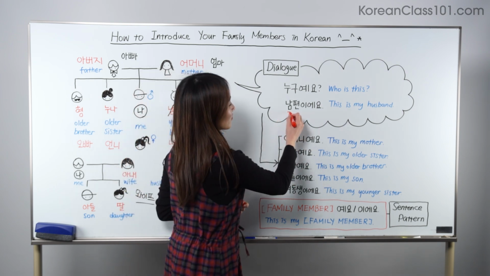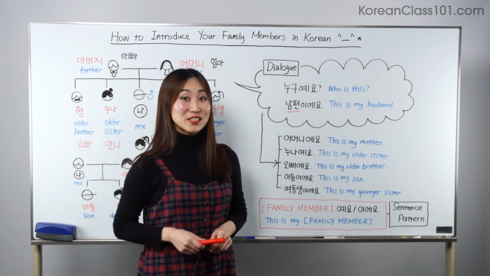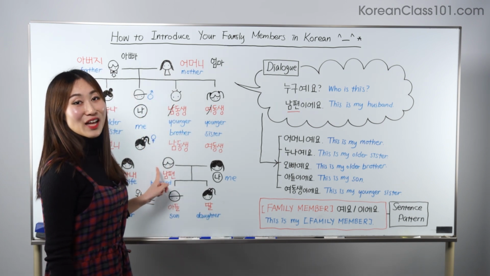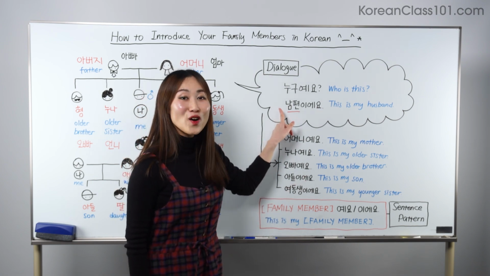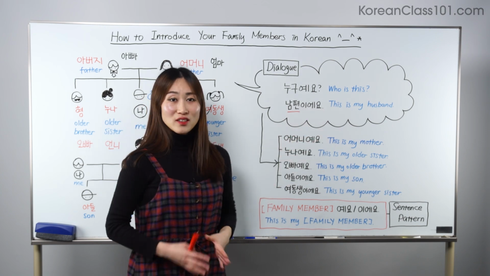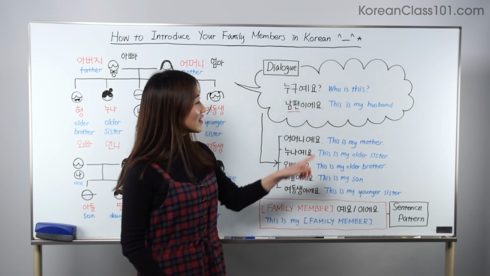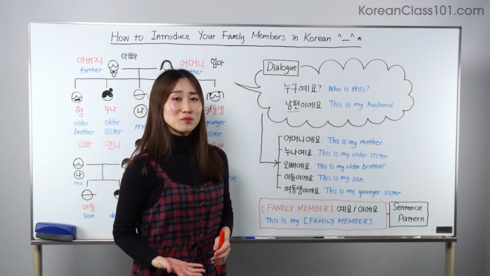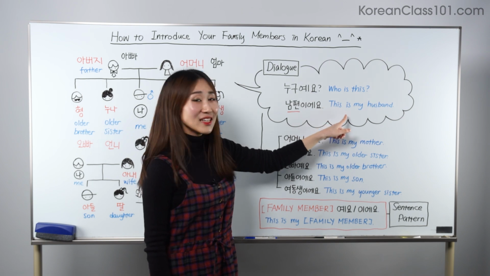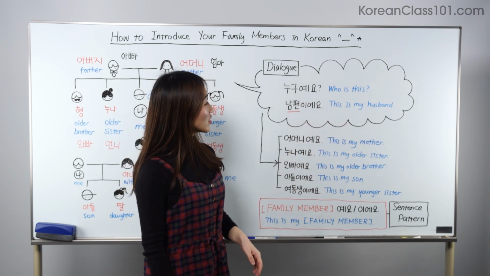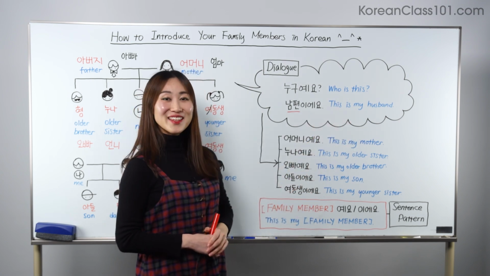남편이에요. We learned this word here, right? 남편 means husband. This is my husband is 남편이에요. 이에요, again, is from the verb 이다, meaning to be. Again, it's a particle, but it acts like a verb, to be. So technically, it means is husband, but in the context, we understand this is my husband. 남편이에요.